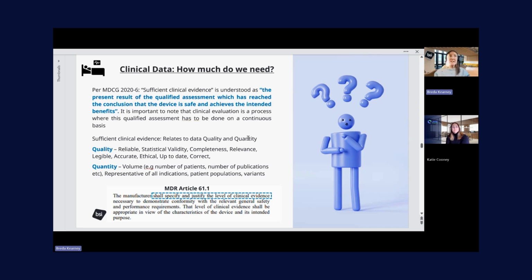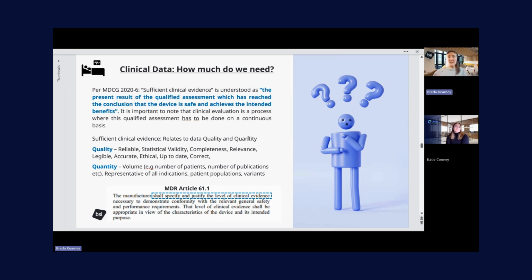So think in terms of high quality versus low quality data. Low quality data, there'd be a lot of gaps in it. There'd be limitations. There'd be questions around the data. Whereas high quality clinical data, you know, it's been gathered in a controlled environment. It's very reliable. So we know we can rely on the conclusions.